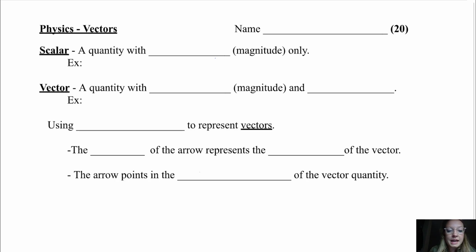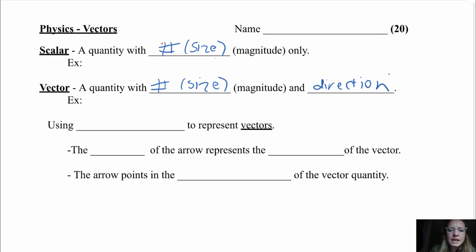You remember that a scalar is a quantity with a number or a size only. But a vector is a quantity with a number, a size, and magnitude. All of these things are saying the same thing. Number, size, magnitude. It has a number and direction.